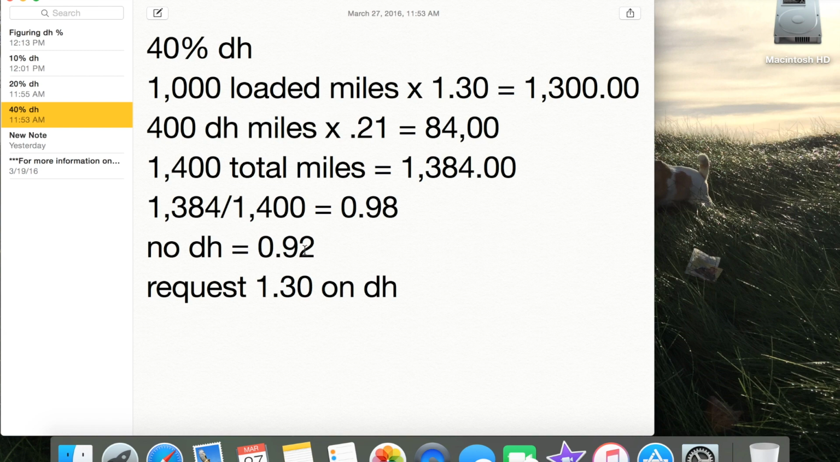Anything over 40%, you always want to start negotiations out at $1.30 on the deadhead and maybe settle for no less than $1. So I hope this helps explain how much deadhead percent affects your original loaded rate per mile.